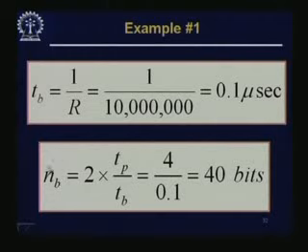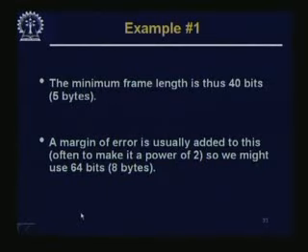So the minimum number of bits the frame must have is 2 x t_prop divided by t_B, where t_prop is the propagation delay and 2 x t_prop is the round trip propagation delay, which is 4 divided by 0.1, which is 40 bits. Okay, so this calculation brings us to 40 bits. Of course, as I said, the minimum size is much bigger than 40 bits, and we will see why. So the minimum frame length is thus 40 bits or 5 bytes. A margin of error is usually added to this, often to make it a power of 2. So we might use 64 bits or 8 bytes.